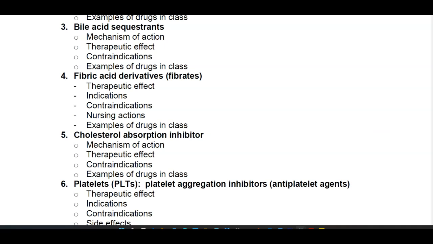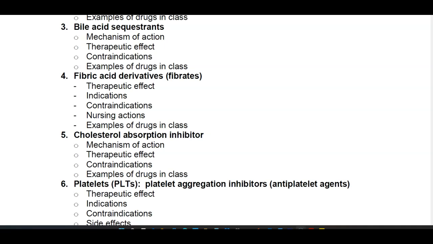So, contraindications for bile acid sequestrants. One contraindication is biliary or bowel obstruction, as well as PKU, or phenylketonuria. PKU is basically the buildup of the amino acid phenylalanine in the body, so this is actually a metabolism disorder. The body cannot really process amino acids and there's a buildup, and this medication is really not for those kinds of patients.